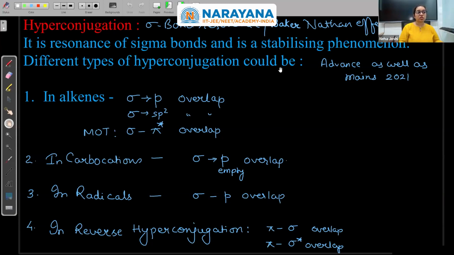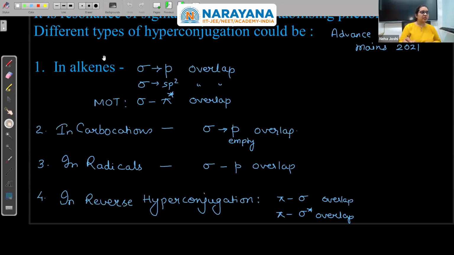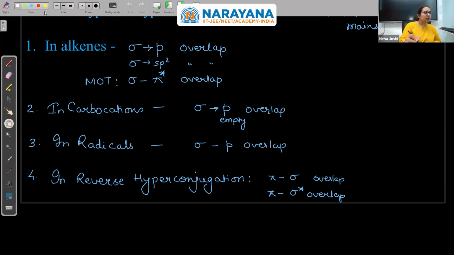Different types of hyperconjugation could be there. This is also a stabilizing phenomenon. In this also, like the resonance energy that we discussed, the same factors are applicable here. On this, there was a question in Advanced as well as in Mains 21. I'll cover it in later slides. Let's do it. First, in case of alkenes, this will be more clear once I write the resonating structure, or a hyperconjugative structure, for any alkene.